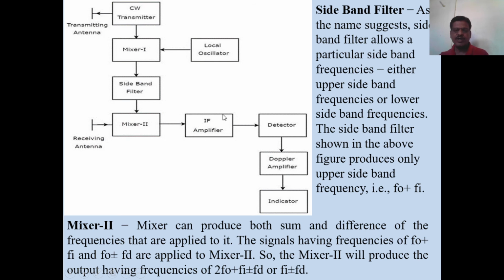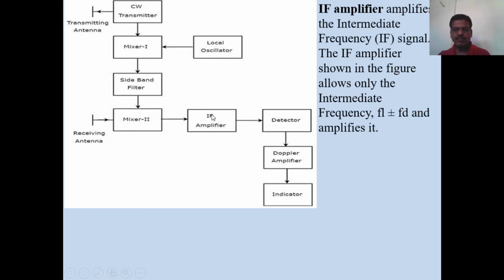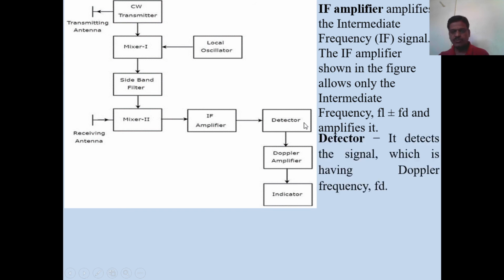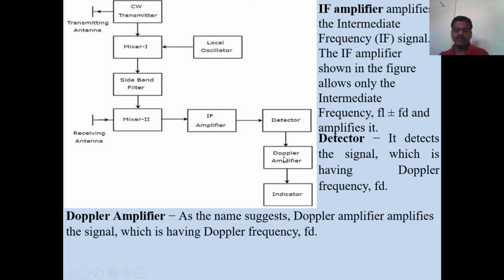That intermediate frequency is amplified by this amplifier, and the name of this amplifier is the IF amplifier. It is then provided to the detector, and the function of the detector is to detect only the Doppler frequency, FD, and therefore this detector allows only the Doppler frequency to the Doppler amplifier, and this Doppler amplifier amplifies that Doppler frequency.